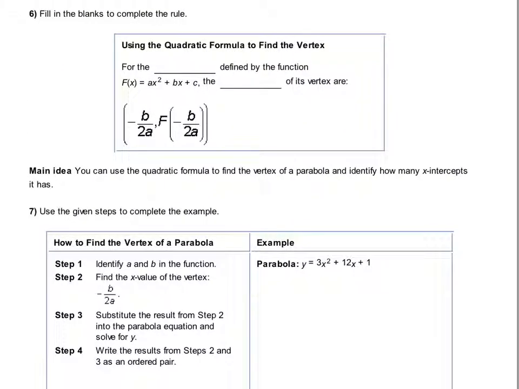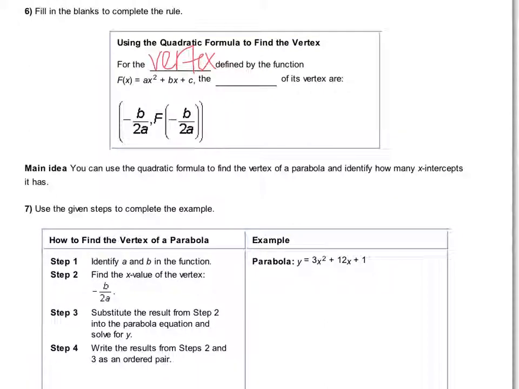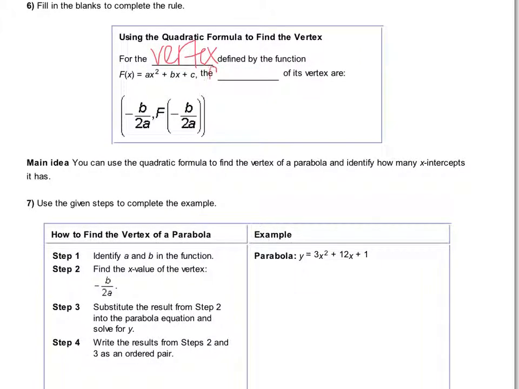All right, so we can also use the concept of the quadratic formula to help us find our vertex. I'm going to cover this vocabulary piece, but we're not actually going to do this. For the vertex, defined by the function f of x equals ax squared plus bx plus c, the coordinates of its vertex are in this form. Again, I'm not going to make you do this, but you need to know this because it's probably going to be just a vocabulary question on your notes.